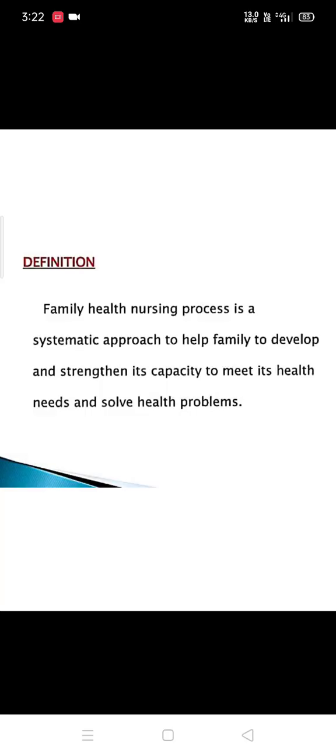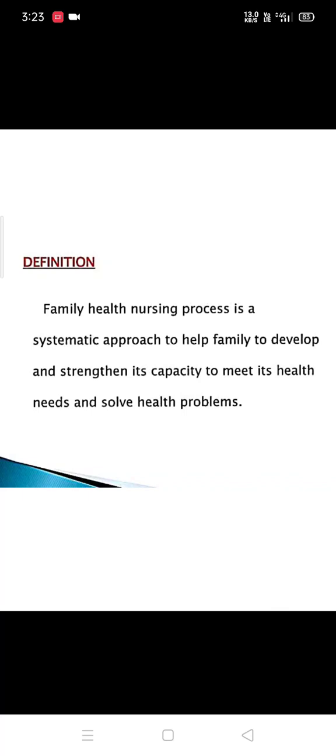So you see the definition. The first is the definition. The family health nursing process means what? What is the definition of this? See here, the family health nursing process is a systematic approach to help the family to develop as well as to strengthen its capacity to meet its health needs and solve health problems. A systematic approach is something but what? Step by step. We are following step by step.